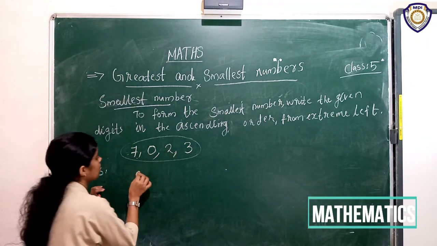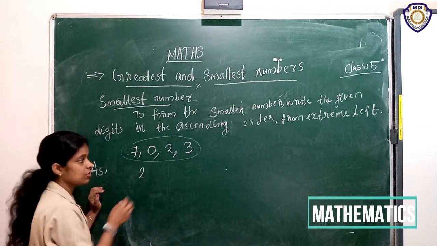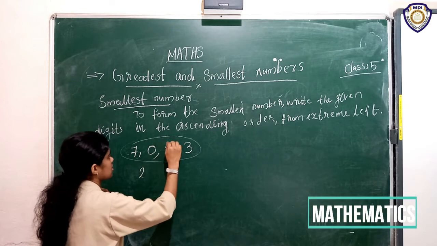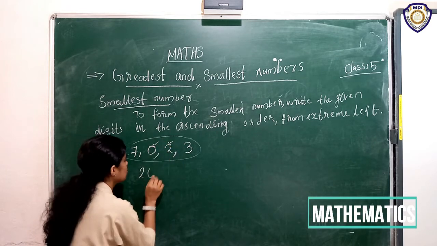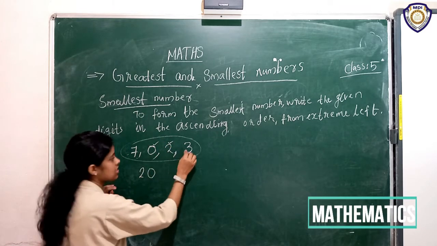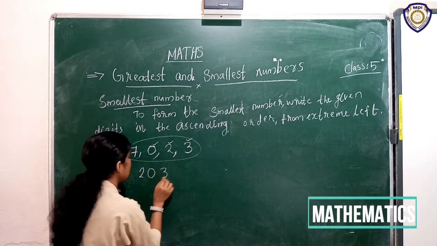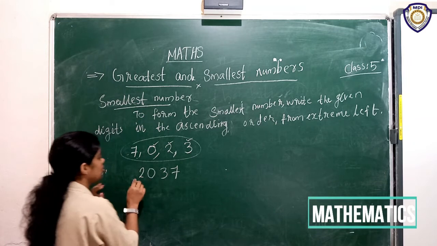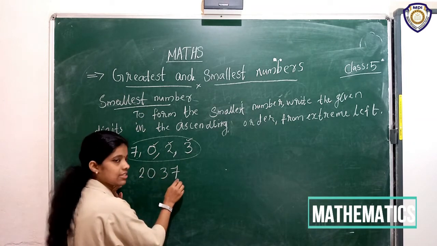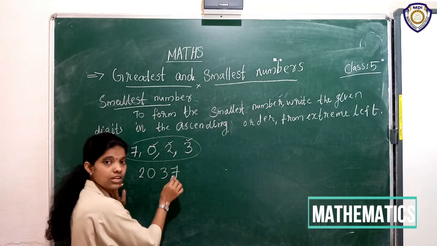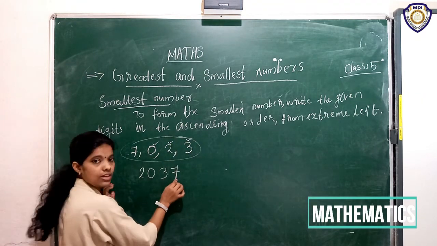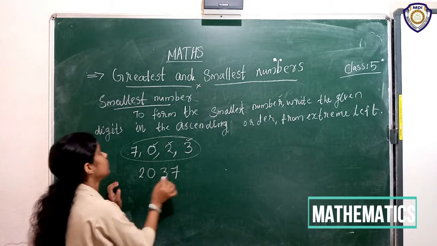Okay, listen here. First we take 2. Then next digit 0. Then next digit 3. And next one 7. 2037 is the smallest number.